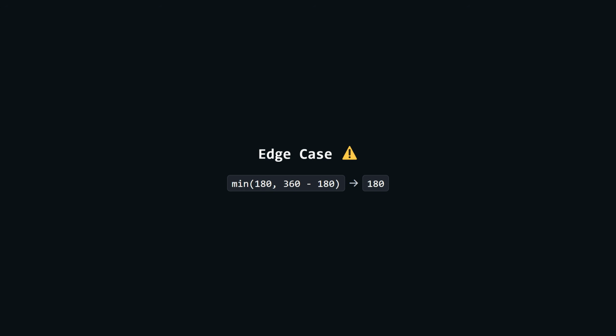No extra logic needed. As for the time complexity, it is big O of 1, meaning constant time. We are just doing a few basic math operations regardless of the input values. The space complexity is also big O of 1. We only use a few variables to hold numbers, requiring no extra scaling memory.